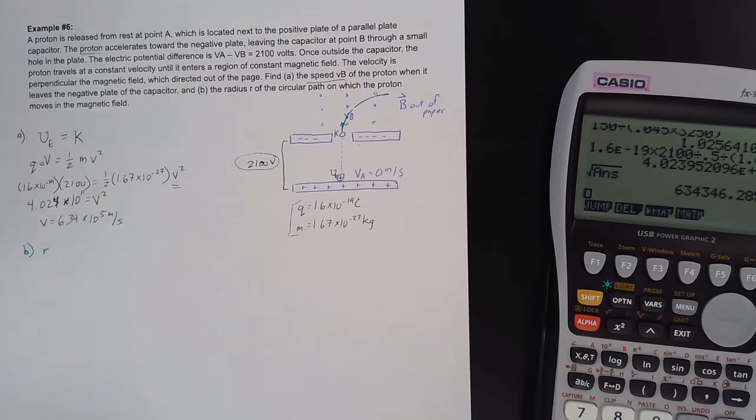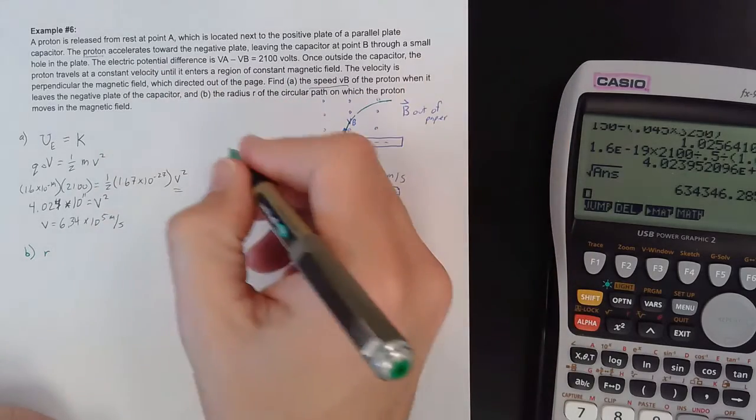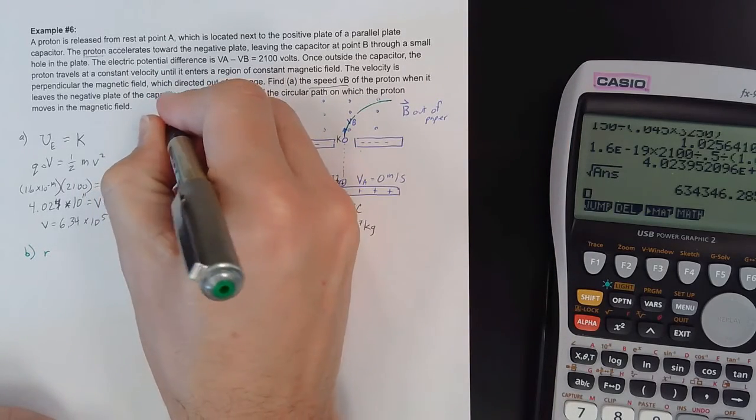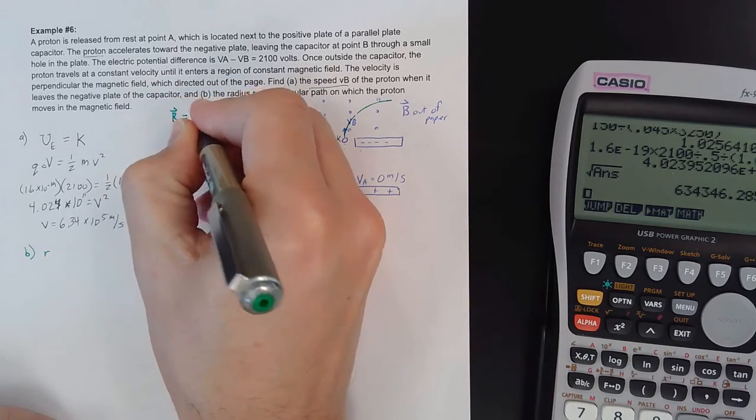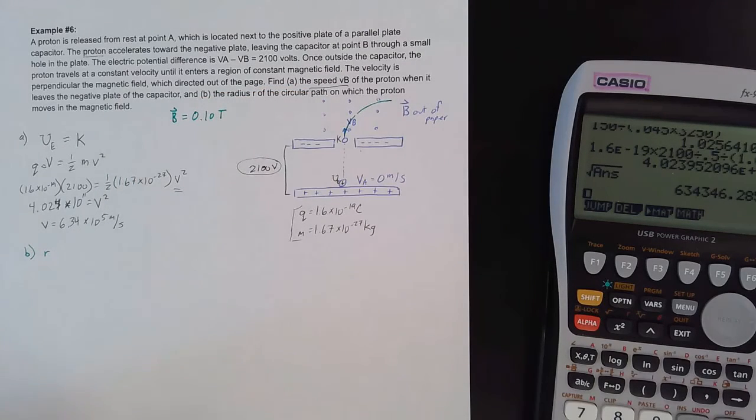All right. Now I'm noticing, I apologize, I forgot to put in the problem here that the magnetic field is 0.10 Tesla. So if you're having a difficult time with that problem in advance, that would be why.